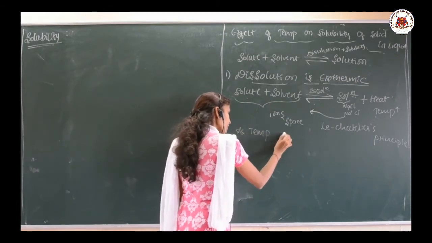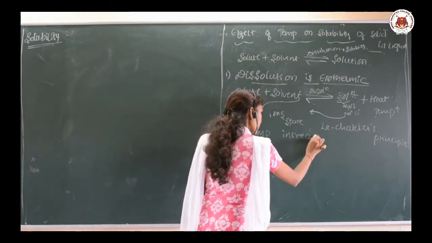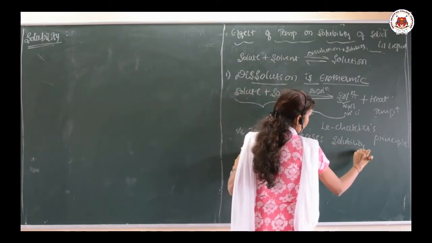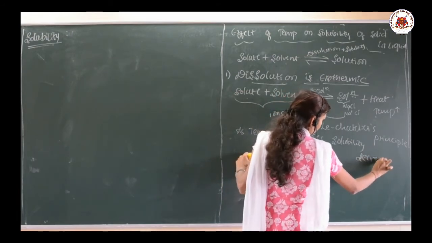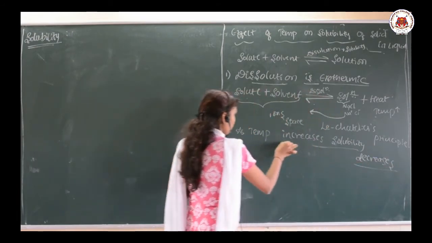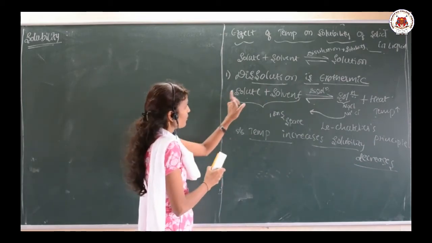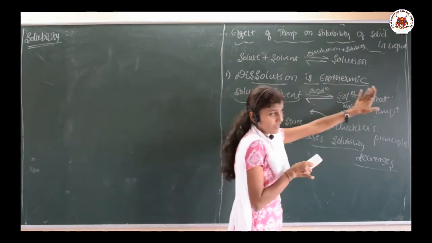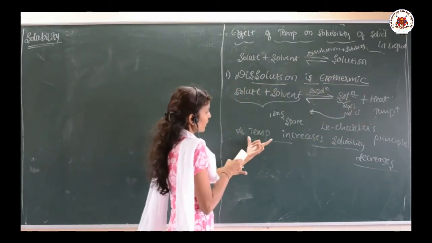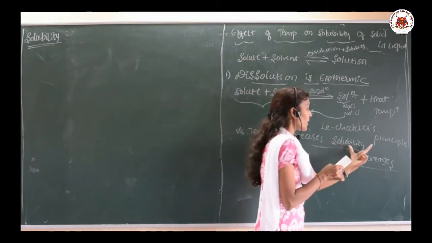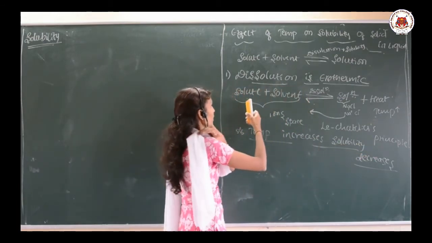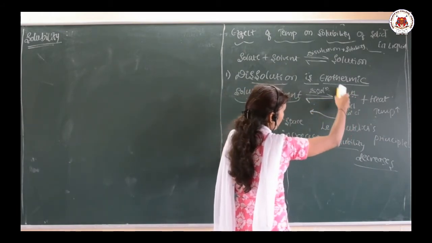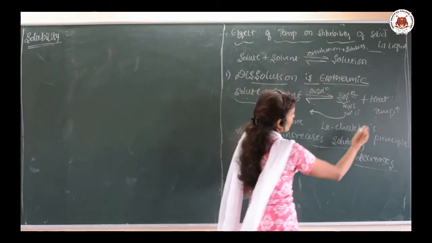temperature increases, solubility decreases. Very important: when the dissolution process is exothermic, if we increase the temperature, the solubility decreases. See here, when the solute and solvent are there, there is a dynamic equilibrium and a solution is going to form. As I am telling, it is exothermic, there is a release of heat.